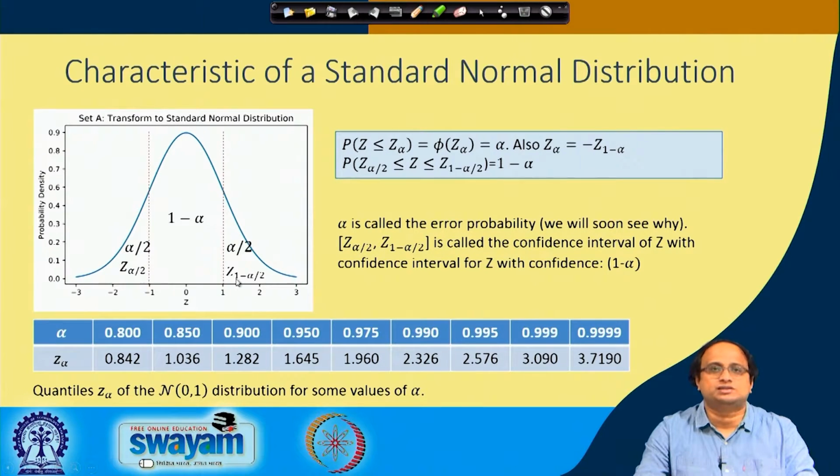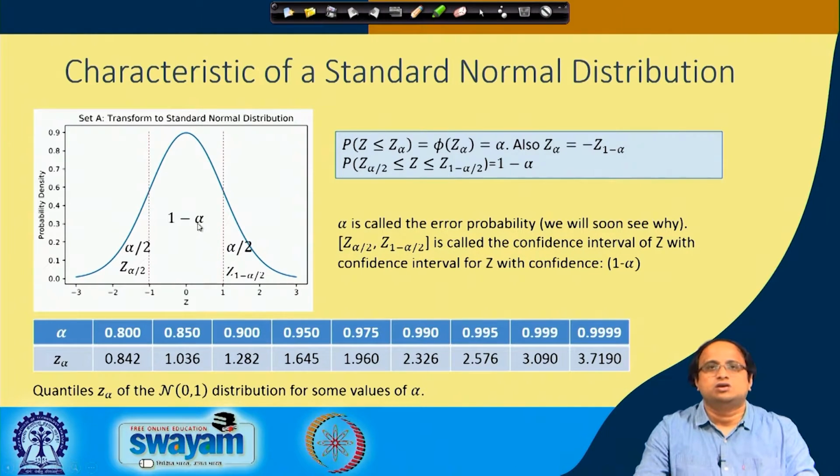If you take alpha by 2, the probability that Z is less than Z alpha by 2 is alpha by 2. As we know, Z alpha by 2 is equal to minus Z 1 minus alpha by 2, and by symmetry the probability that Z is greater than Z 1 minus alpha by 2 is also alpha by 2. Since the area under the curve is 1, the probability that Z will lie from Z alpha by 2 to Z 1 minus alpha by 2 is nothing but 1 minus alpha by 2 plus alpha by 2, that is 1 minus alpha.